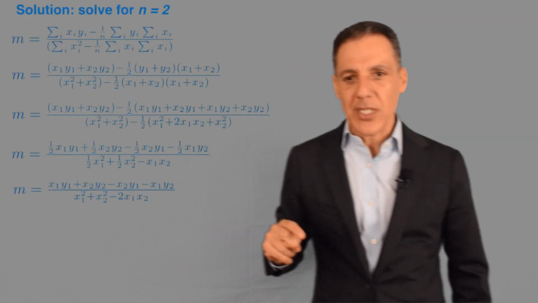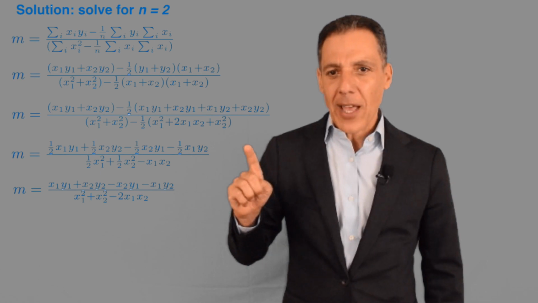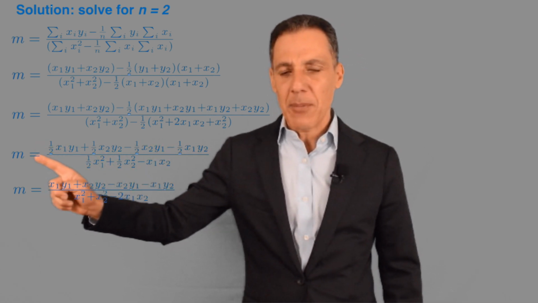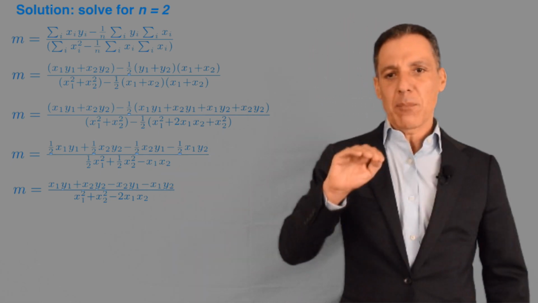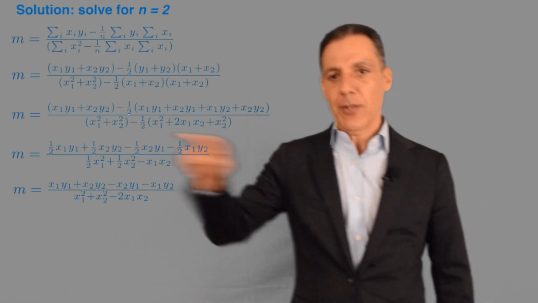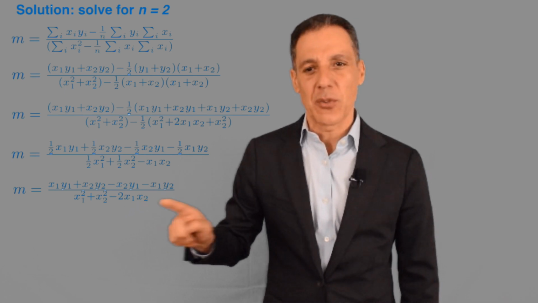So let's see if we can break this down even a little bit more. First of all, I've got a 1/2 on every term on the top and a 1/2 on every term in the bottom, except for that one. So I can multiply top and bottom by 2. I can get rid of all the halves. And then I just get a 2x1, x2 right there.